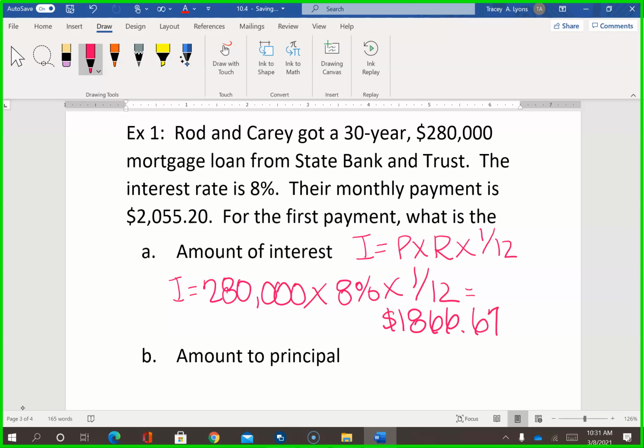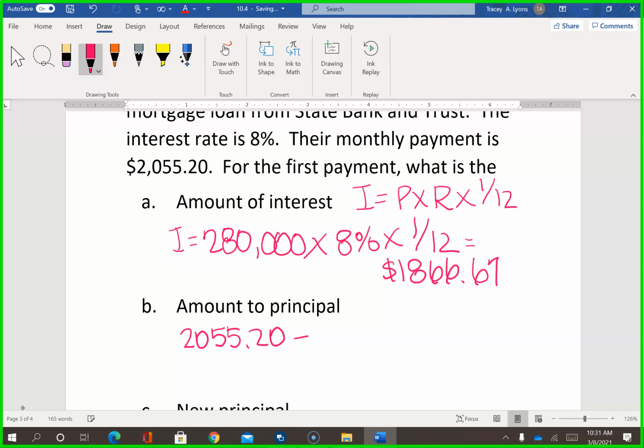So then we look at their payment, $2,055.20, and we're going to subtract out that interest amount. So we're subtracting $1,866.67 to find out how much actually goes to principal. And make sure you are rounding these every time before you start the next step. If you don't, it'll be a little bit off at the end.